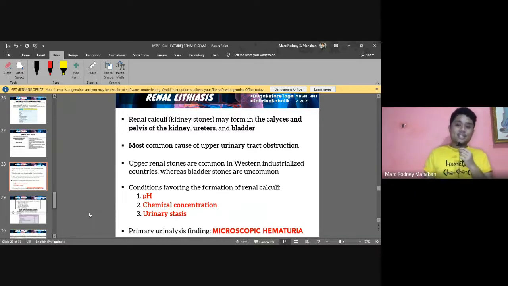And of course, you have urinary stasis. Of course, if there's a prolonged obstruction, prolonged retention of the filtrate or the urine that contains a lot of the solutes, all right, so it will give them time to aggregate. It will give them time to precipitate more. That's why mas conducive for the production of renal calculi or kidney stones.